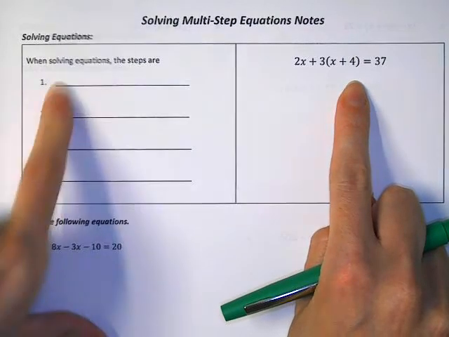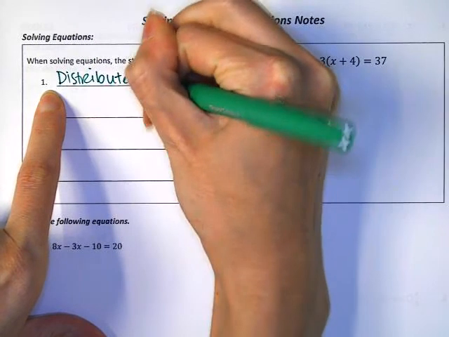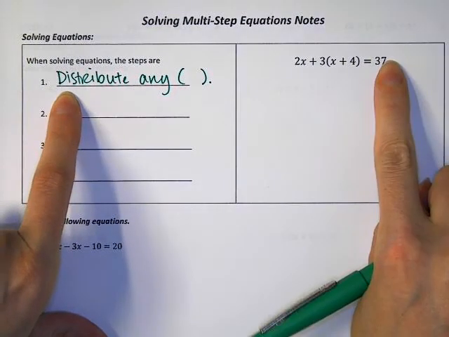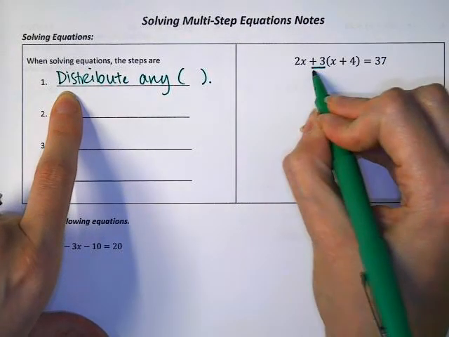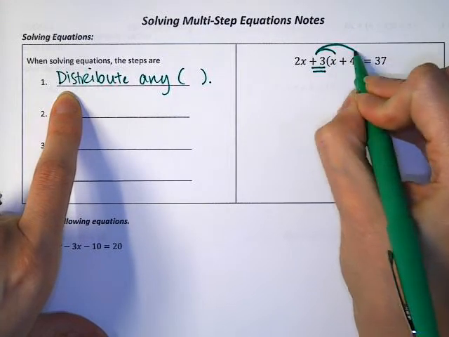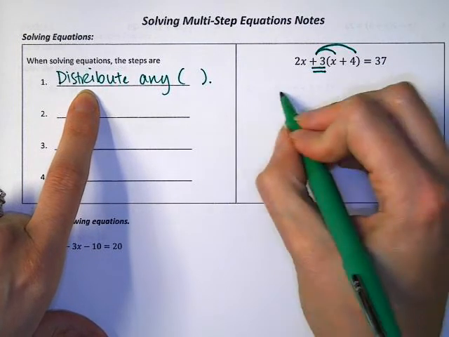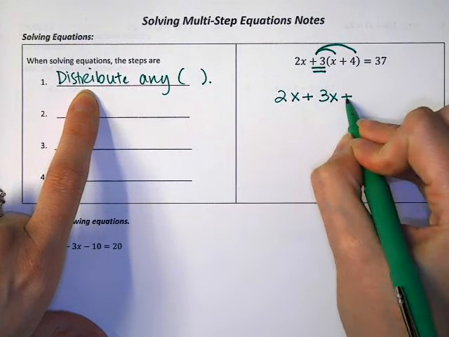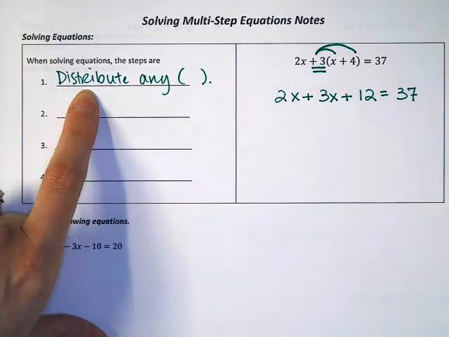So step one, distribute any parentheses first. If you see any parentheses in the problem, usually it's best to distribute first. So let's do that. We're going to take the 3 and distribute it into the parenthesis. And remember, distribute means multiply. So everything else is just going to come down. So we have 2x plus 3 times x is 3x plus 3 times 4 is 12. And then we have equals 37. Okay, so that's step one.